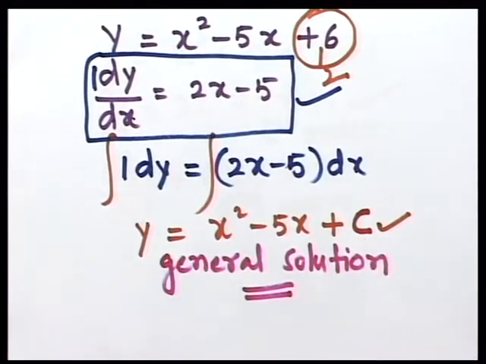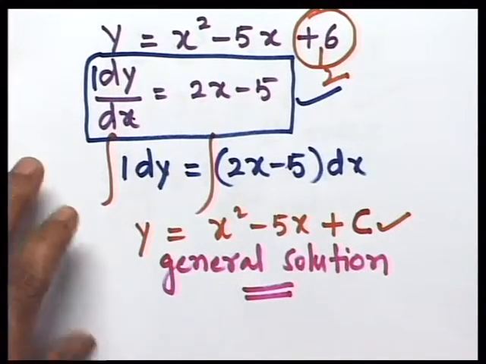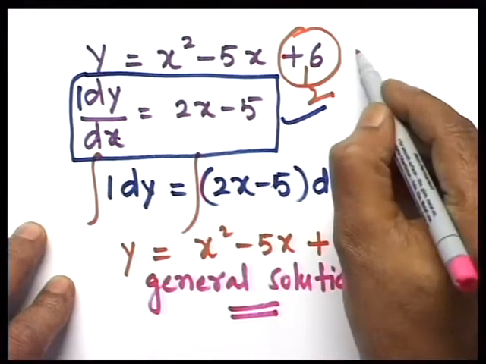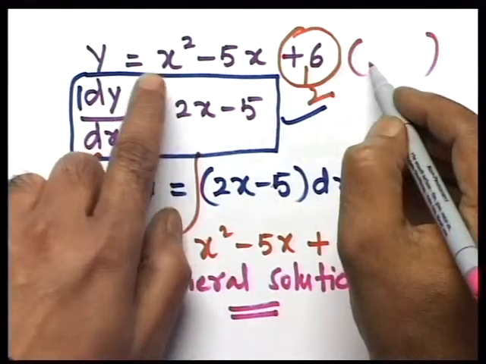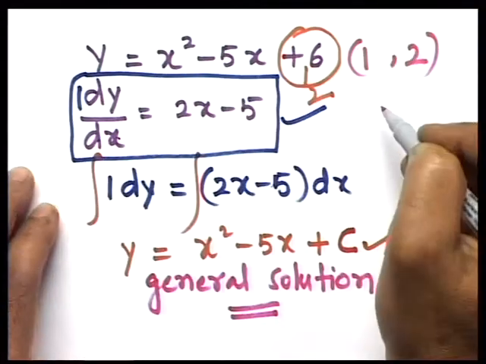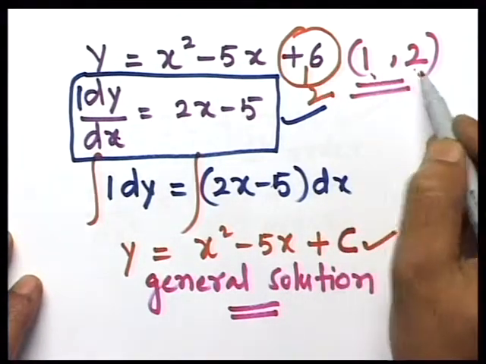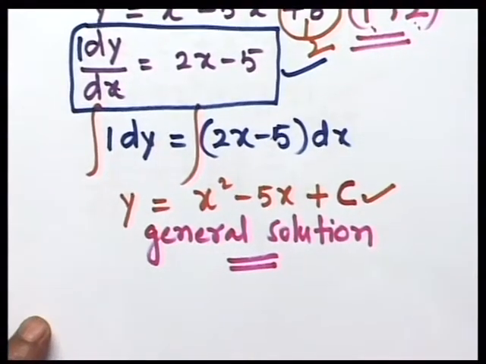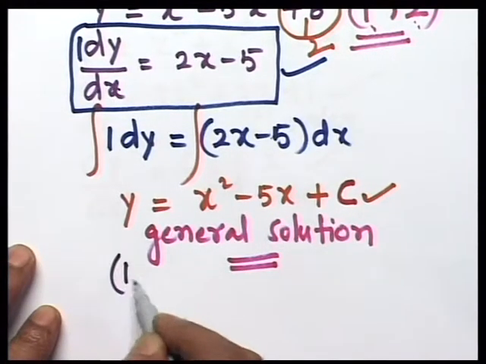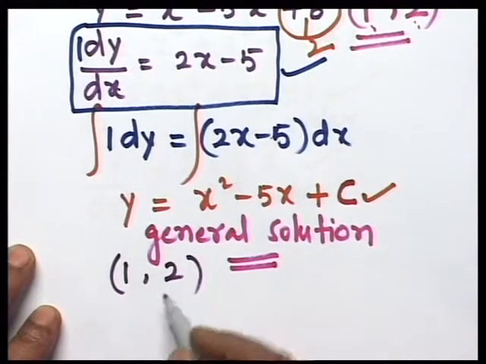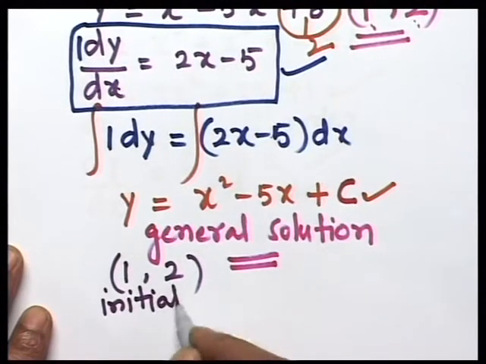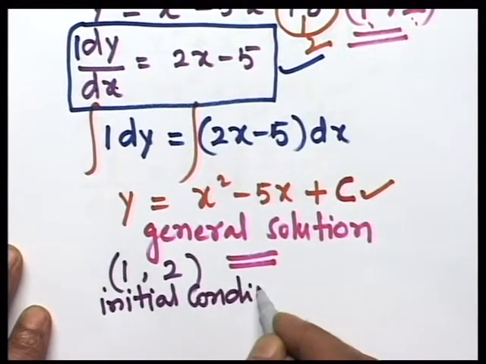To find this number, as you all know from C2, if I give you a point that lies on this curve, suppose, let's choose x as 1: 1 minus 5, minus 4, plus 6, 2, so y is 2. They will give you this information in the question. They say when x equals 1, y equals 2. This information is called the initial condition. So remember those words, please. Initial condition.